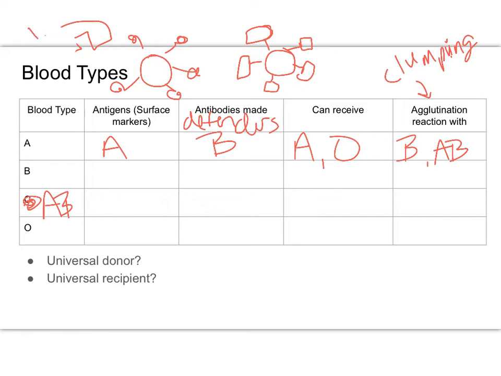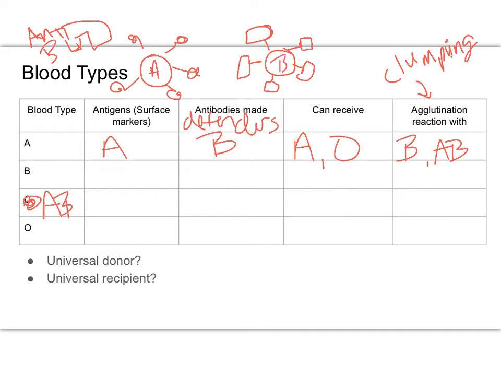Okay, let me label this as anti-B, shaped like squares, right? This is a little A cell. This is a little B cell.